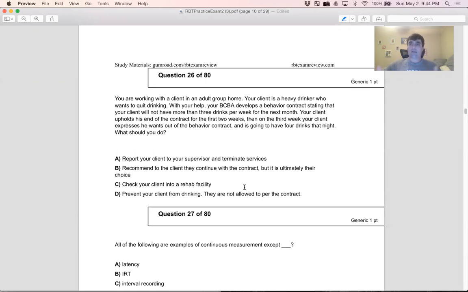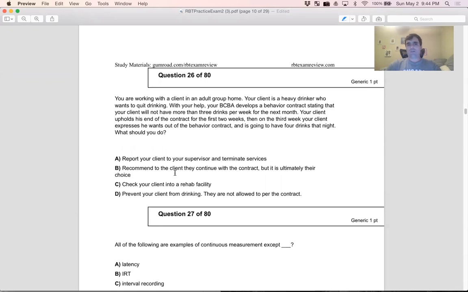Okay, you signed a behavior contract with your client. They're not going to drink and they earn their reinforcement. They now want to break the contract. What do you do? Do you report your client to your supervisor and terminate services? No, this is not grounds for terminating services and abandoning the client. Abandoning a reinforcement schedule or quitting a reinforcement contract is not grounds for terminating services.